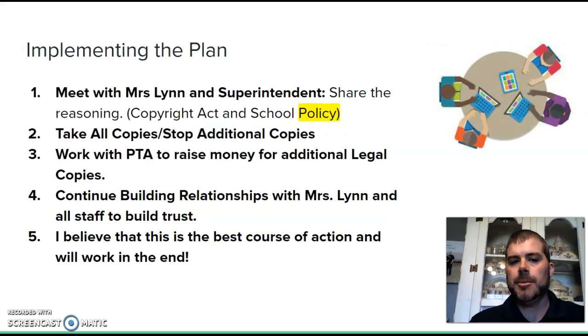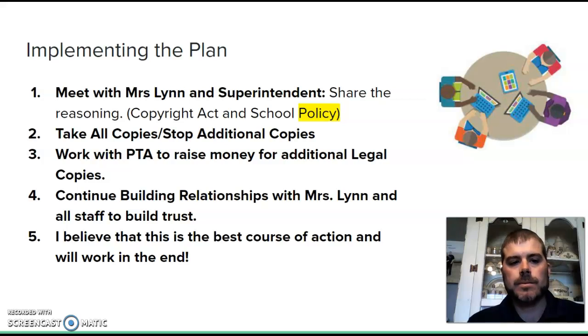Next, we're going to implement the plan. What does it look like to implement the plan? Number 1, I would meet with Mrs. Lynn and the superintendent. I would share my reasoning with her. Because of the relationship that we've had prior, I would hope that she would understand where I was coming from. I would share the Copyright Act with her and school policy, and hope that she sees that this is the best avenue for us to go.